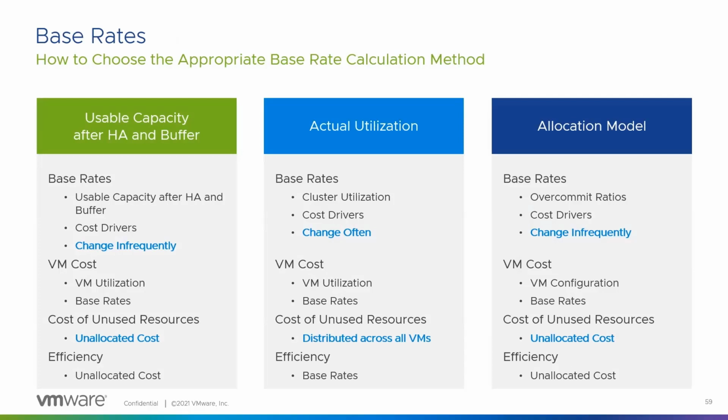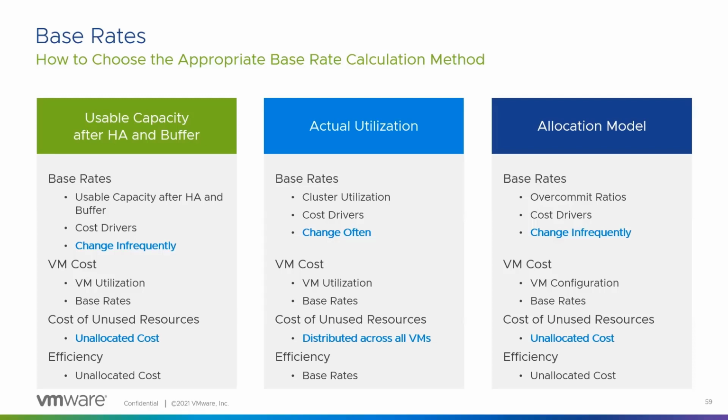So the first one is usable capacity after HA and buffer. This relies on what you expect to be able to use in that cluster. From that, the system calculates the base rate, as the name implies, from the usable capacity after HA and buffer, based on the cost drivers, and it changes infrequently. Because it's based on the capacity of the cluster, it shouldn't fluctuate that much.